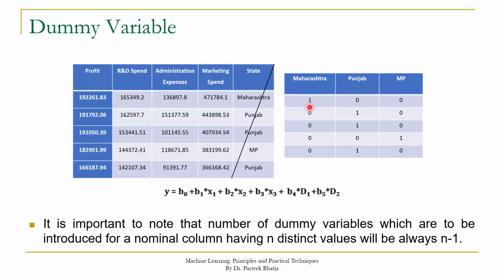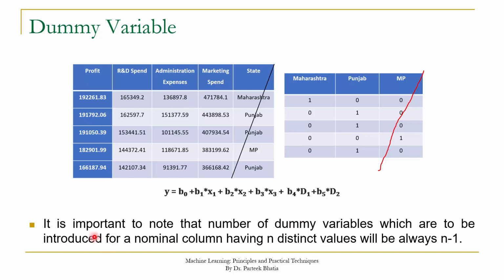For row number 1, we have 1 in the Maharashtra column, while for all other states it is 0. Same for the third row. For the fourth row we have 1 in MP, and for the fifth row we have 1 in Punjab. We have converted this state categorical attribute to dummy variables. You can further understand that we can capture the same information by using only two attributes. It means if the value of Maharashtra and Punjab both are 0, it is understood that the value of state will refer to the third category. So we can capture this information by using only two dummy variables, and that's why in the final equation we have only two dummy variables like D1 and D2.